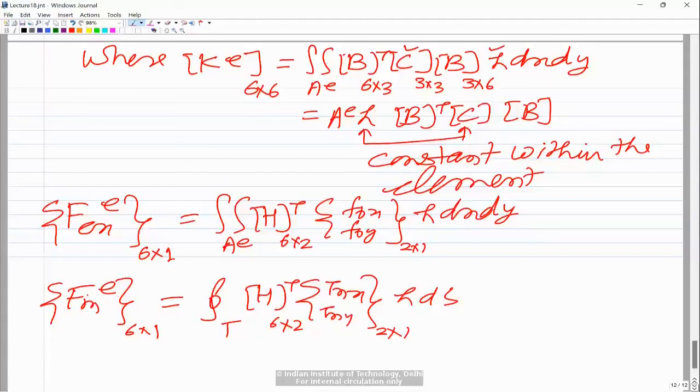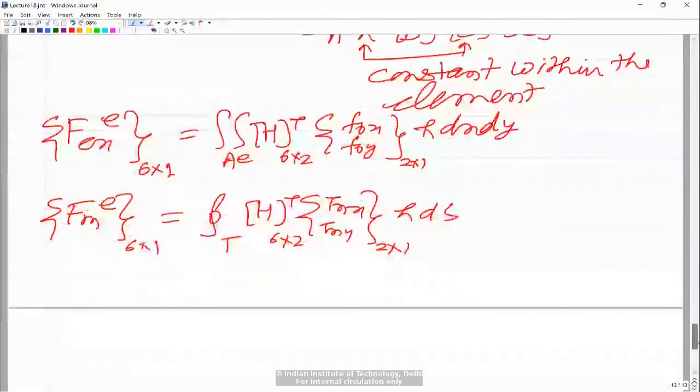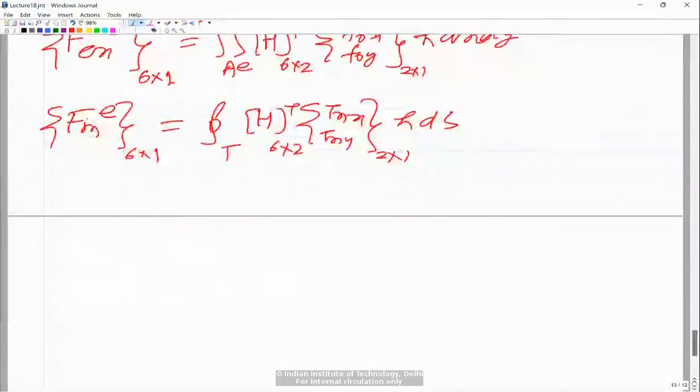Now I just give you a homework problem, so you try. The solution is similar to what we have discussed for the heat conduction problem. This example is similar to that, but you have to try.